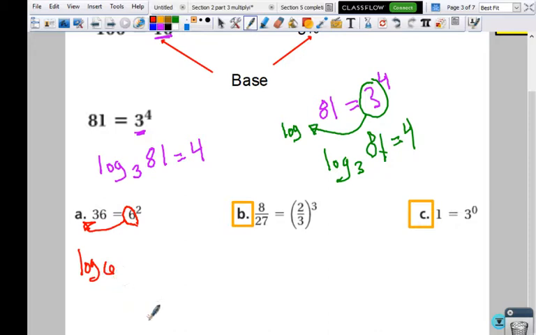base 6 of 36 equals 2. Log base 6 of 36 equals 2.